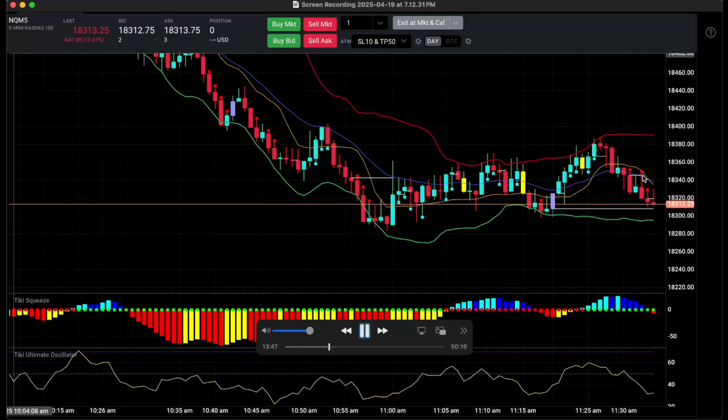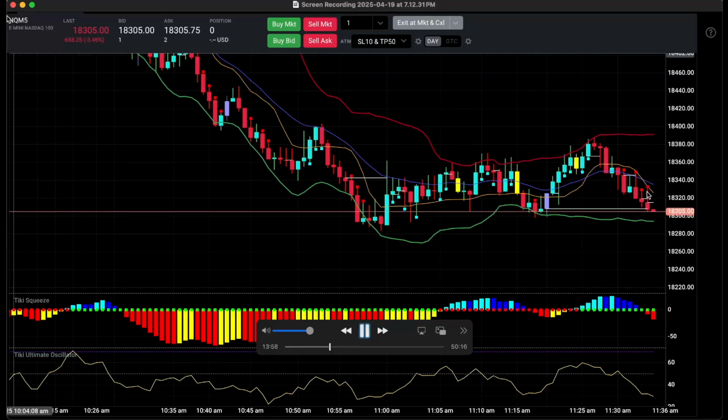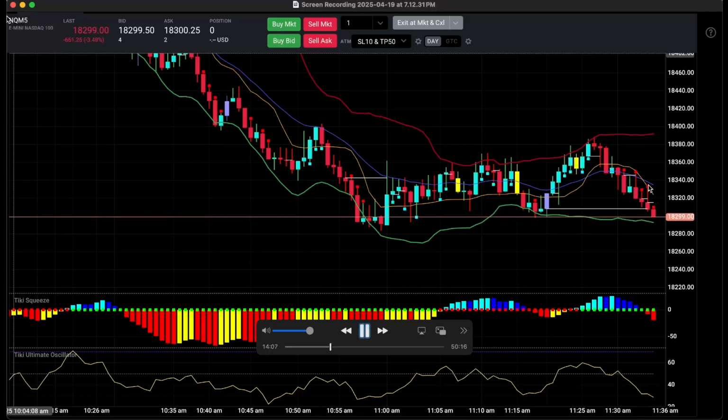So we're making lower lows and lower highs. If this candle went above these candles, if this wick went above these candles, I'd be worried. But because it didn't, it pulled back. We're about halfway through the total length of that candle. Then I think we're safe to enter.